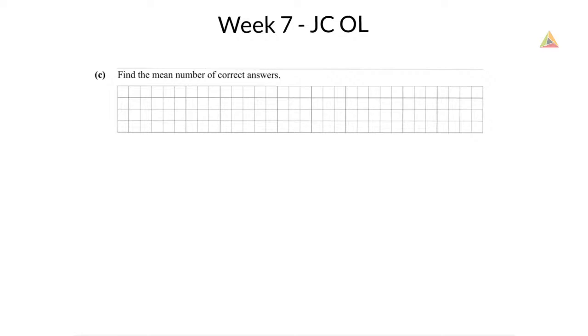Karen got 14 correct answers. John got 16 correct answers. And David got 15 correct answers. Now there are 3 students in total, so we divide it by 3. When we add 14 plus 16 plus 15, we get 45. 45 divided by 3 is 15 correct answers, is the mean.